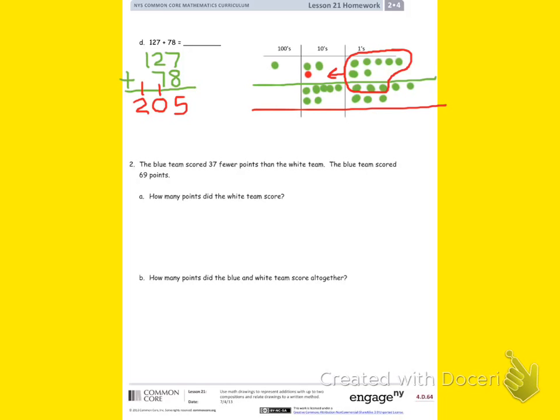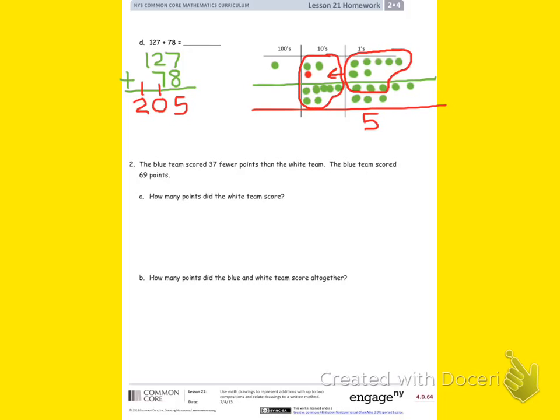Now I can see that there are 5 ones that are not in the circle, so I'll write it there. Now in the tens column, there's 2 tens plus 1 red 10 makes 3 tens. And 3 tens plus 7 more tens makes 10. So I can circle that.